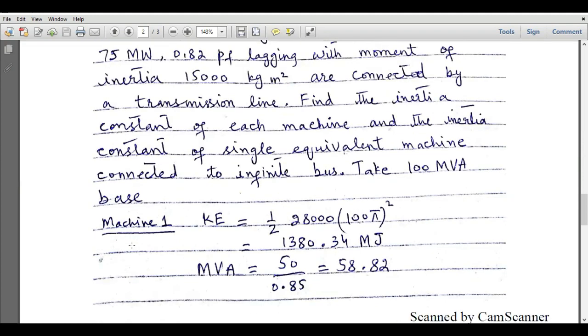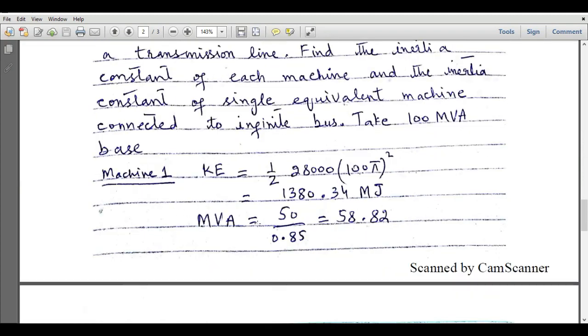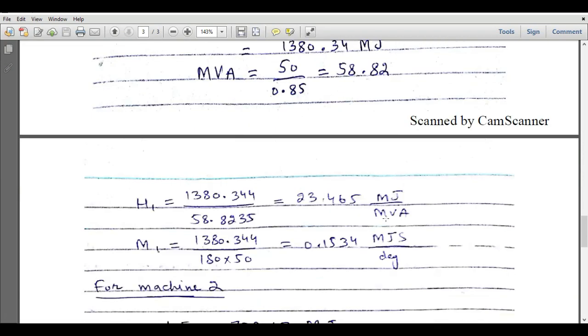Take 100 MVA base. So kinetic energy for the first machine is equal to half I omega square, and it is equal to 1380.34 megajoule. MVA is equal to megawatt divided by power factor, and it is equal to 58.82. So H1 will be equal to this value, which is equal to the ratio of kinetic energy and MVA rating, and M1 is equal to this value, right? And here we have MVA times H divided by 180 f, so that is equal to 0.1534 megajoule second divided by degrees.